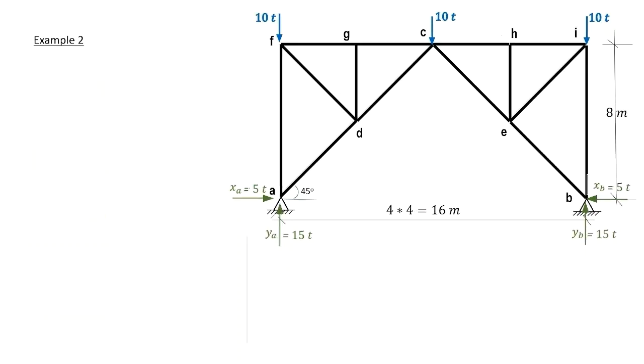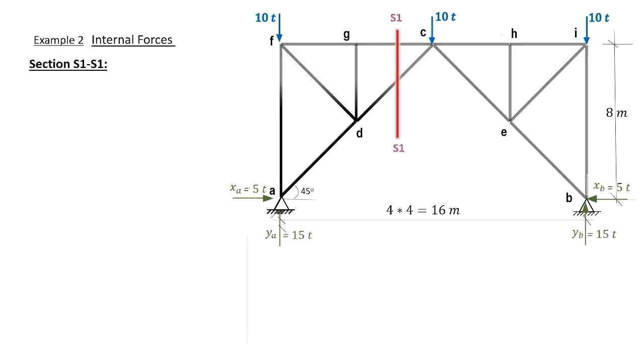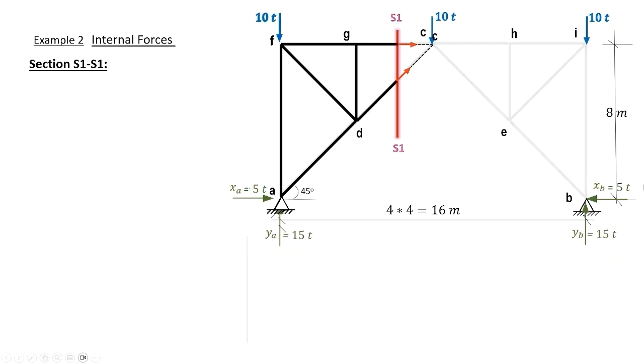Now we are ready to compute the internal forces. We take section S1, as shown on the diagram. The section divides our truss into a left part and a right part. We can consider any part we are convenient with. In our example, we will analyze the left part.